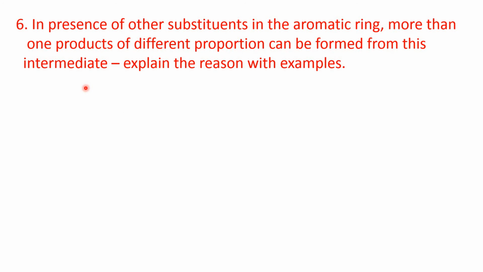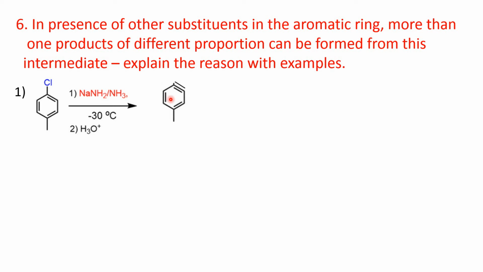Now sixth question. In presence of other substituents in the aromatic ring, more than one product of different proportions can be formed from this intermediate, that means intermediate X. Explain the reason with examples. Now we'll take the example. So first example, this is para-chlorotoluene. Here there is an electron releasing group, so no question of this addition elimination mechanism. It will proceed through the elimination addition mechanism, that is, through the benzyne intermediate formation. Now here this is the benzyne.